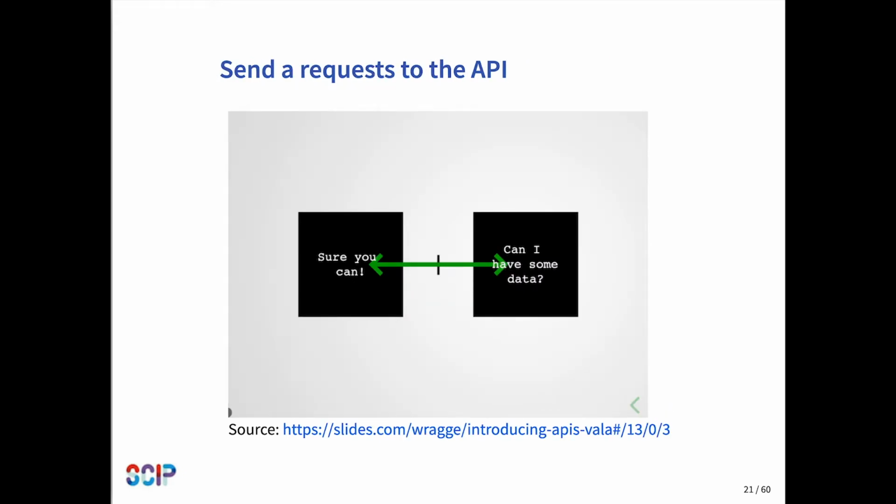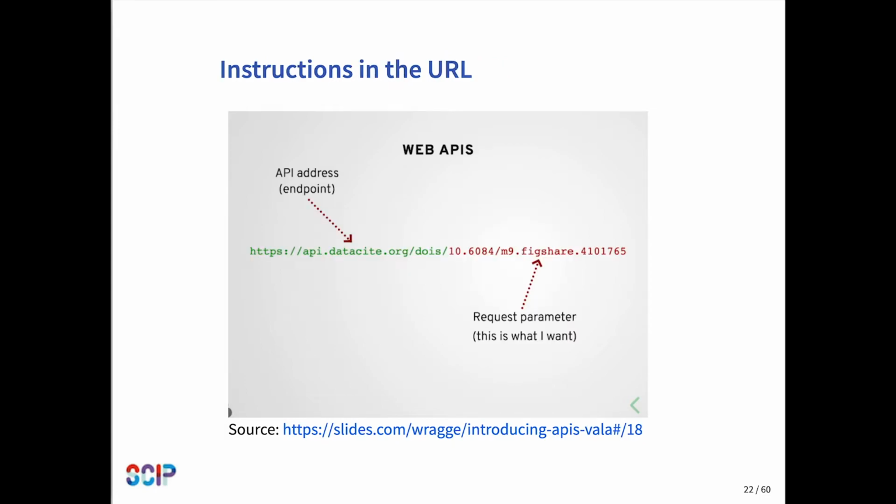Now APIs leverage this technology as well, but instead of sending back a nicely formatted web page, they deliver back data in a form that computers can understand and work with. And how do they do that? Well, the instructions are very much defined in the URL that gets sent to the web server.